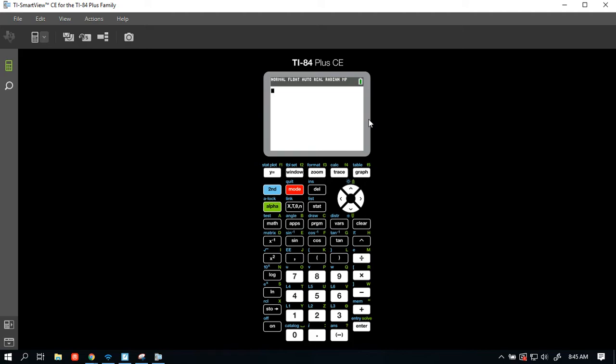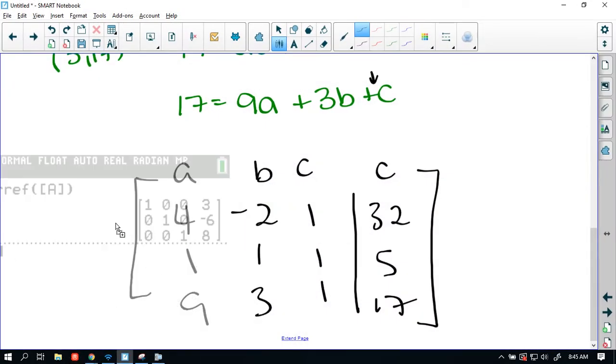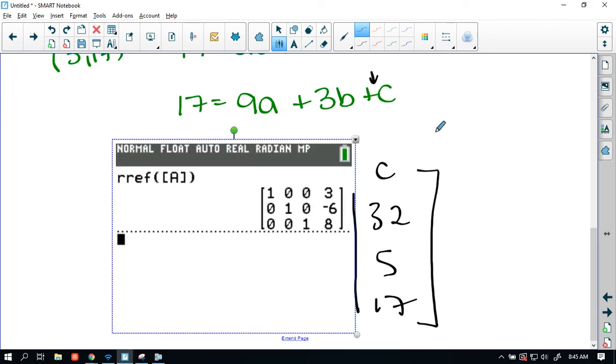And then I want to evaluate this matrix. So I'm going to go back into that matrix tab, and I'm going to go all the way down to reduced row echelon form, RREF. Hit enter. Then I'm going to go grab my matrix. And what I find here is in my matrix, we have A is equal to 3, B is equal to -6, and C is equal to 8.